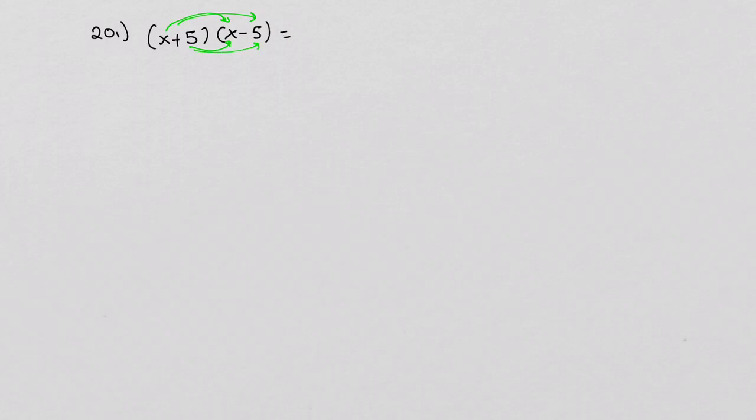And what you'll end up with is x squared when you multiply the x times the x, and then minus 5x. And then when I do 5 times x, I'll get positive 5x or plus 5x. And then last but not least, 5 times negative 5, that's negative 25 or minus 25. Looking at the like terms, we have this negative 5x and this positive 5x, which will combine to equal 0. So that just goes away, and we end up with just an x squared minus 25.